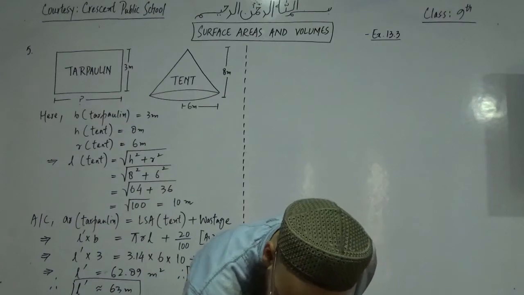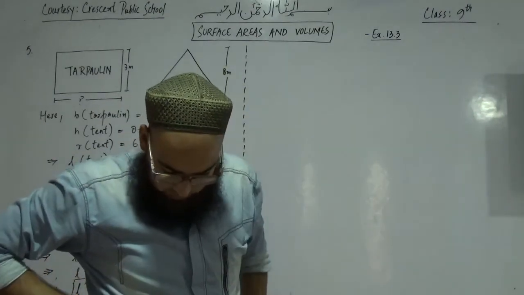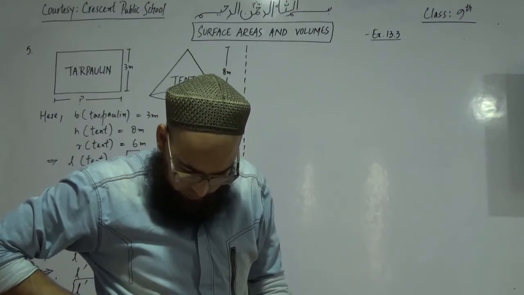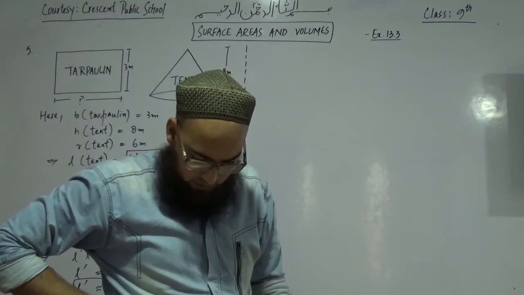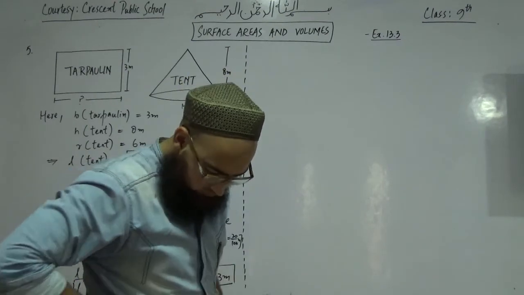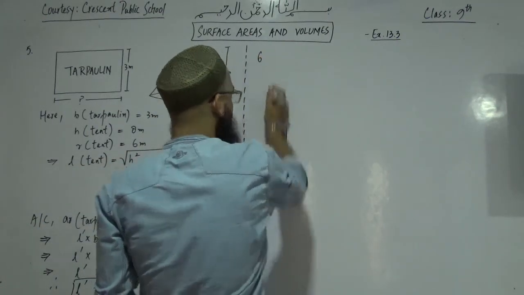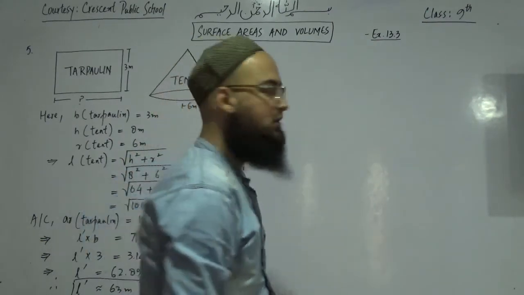Now let's have question number 6. The slant height and the base diameter of a conical tomb are 25 meter and 14 meter respectively. Find the cost of whitewashing the curved surface area at the rate of rupees 10 per 100 square meter. Question number 6. Slant height and base diameter of the conical tomb.